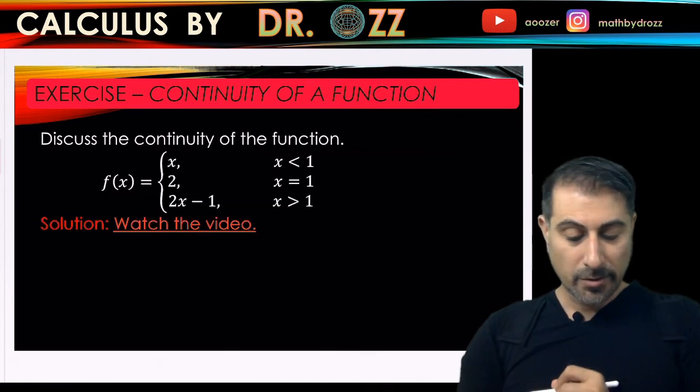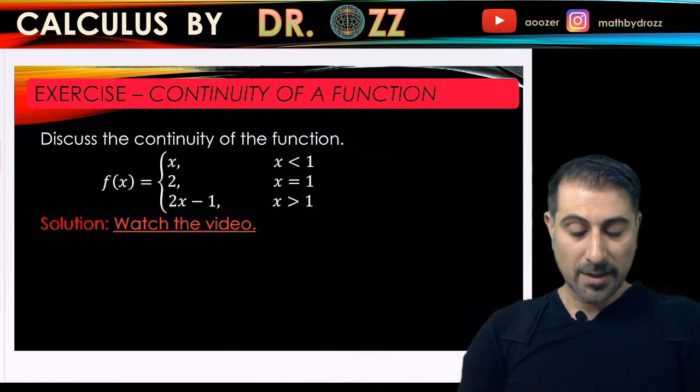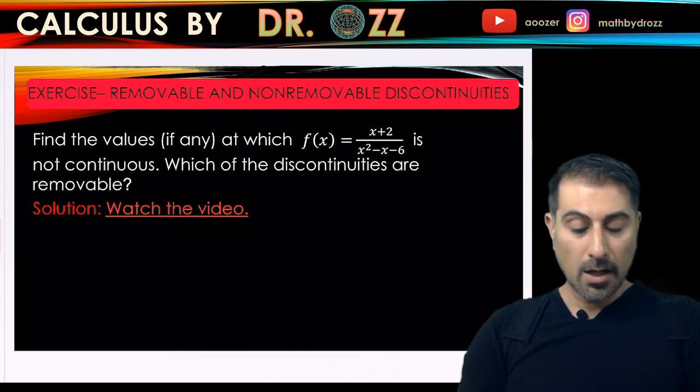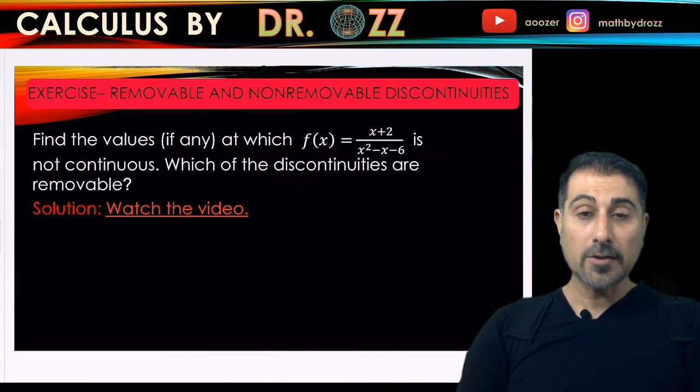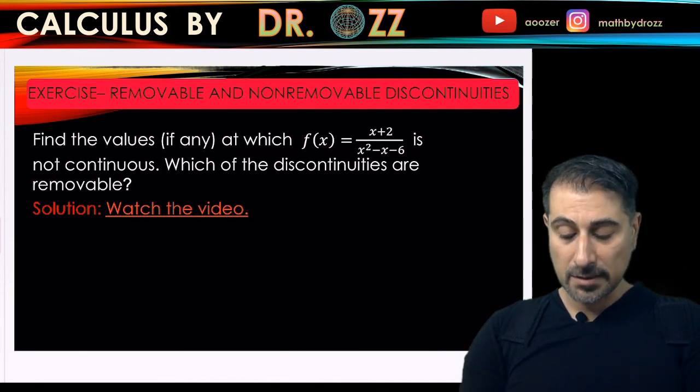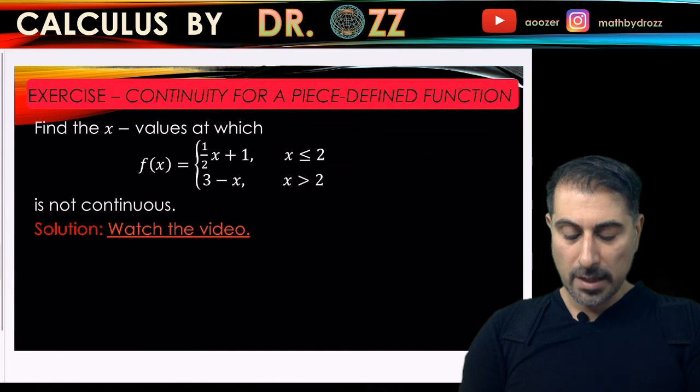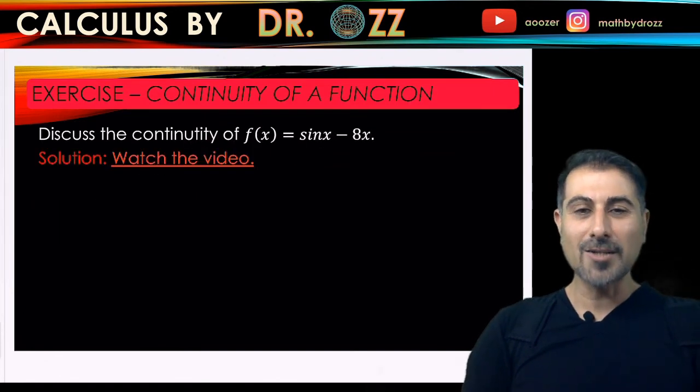You have another example here for a piecewise function, where you talk about the continuity of this piecewise function. You have another problem where you explore the points where you have non-removable discontinuities, and one more and probably another. Please check for your own reference, and this is the end of this video.